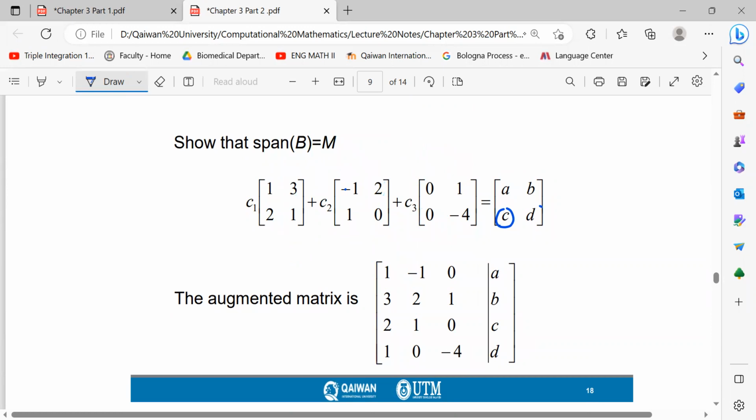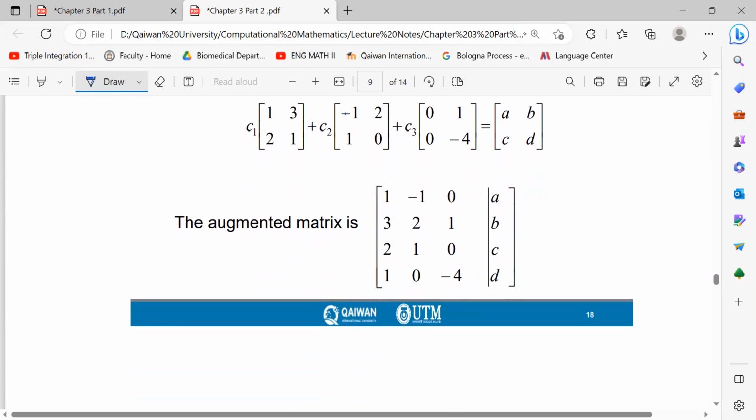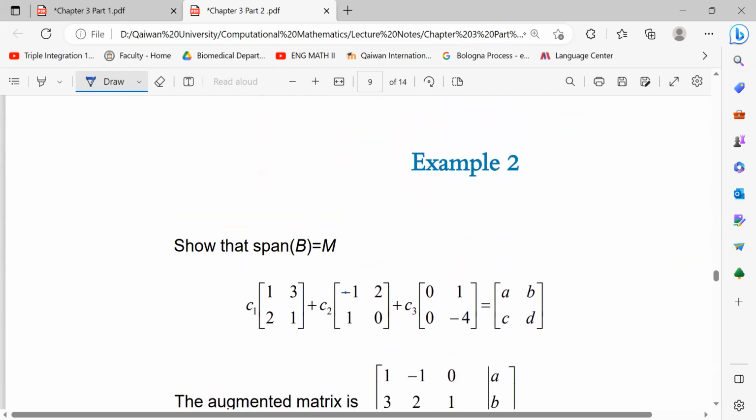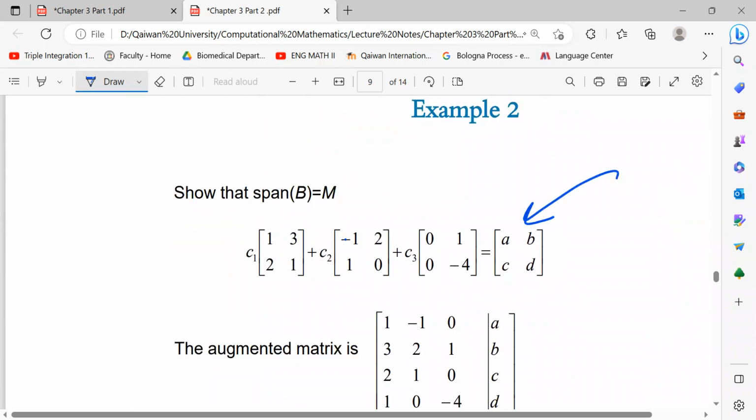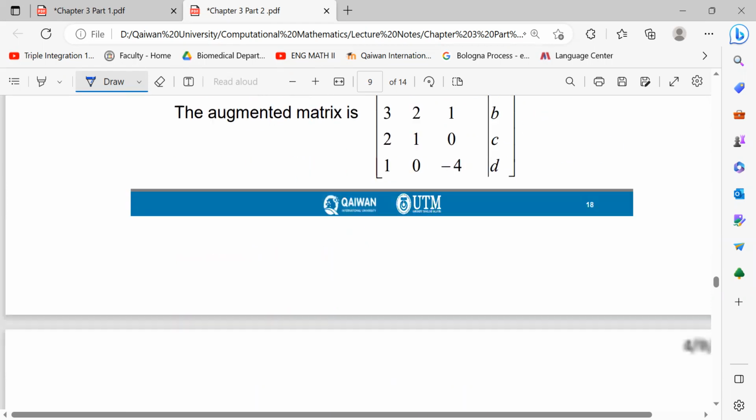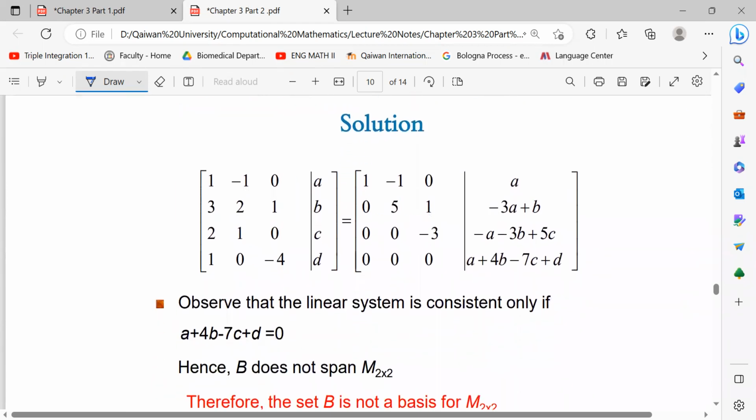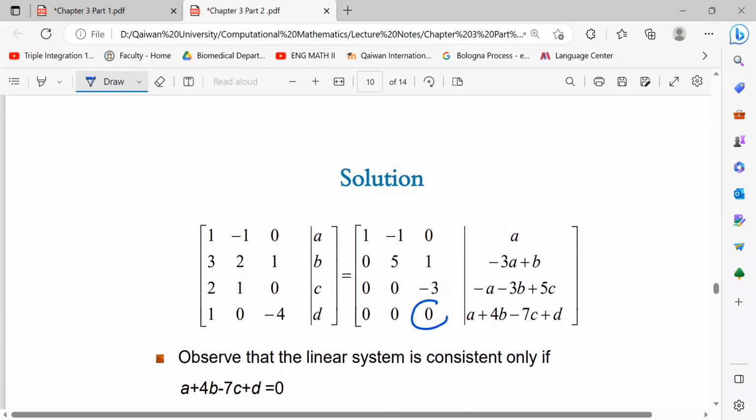It's the system. Now, what do we do? We use the reduced echelon form. If we can get values for C1, C2, C3, it means we can write this matrix as a linear combination of these. If not, we say it's not. Look here, we get 0, 0, C3 is this one. Is it possible for 0 to equal that? Okay, it's not.